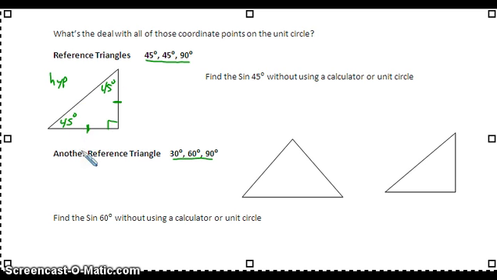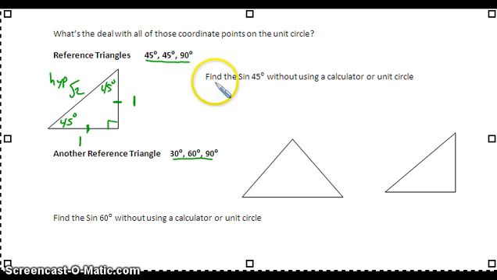So let's assign some specific values to that. Let's say this side length is 1, which means this side length would be 1. Using the Pythagorean theorem, I could then find this side of the triangle. 1 squared plus 1 squared would be 2, and then take the square root of that, you get the square root of 2. Because I know these two sides, I can find the third side.